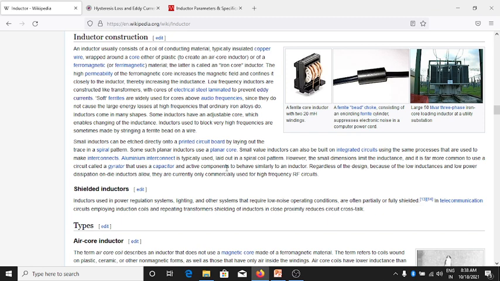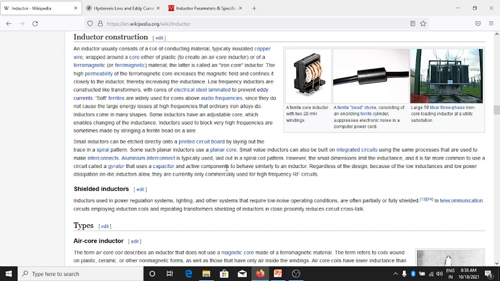Aluminum interconnect is typically used, laid out in a spiral coil pattern. However, the small dimensions limit the inductance, and it's far more common to use a circuit called a gyrator that uses a capacitor and active components to behave similarly to an inductor.